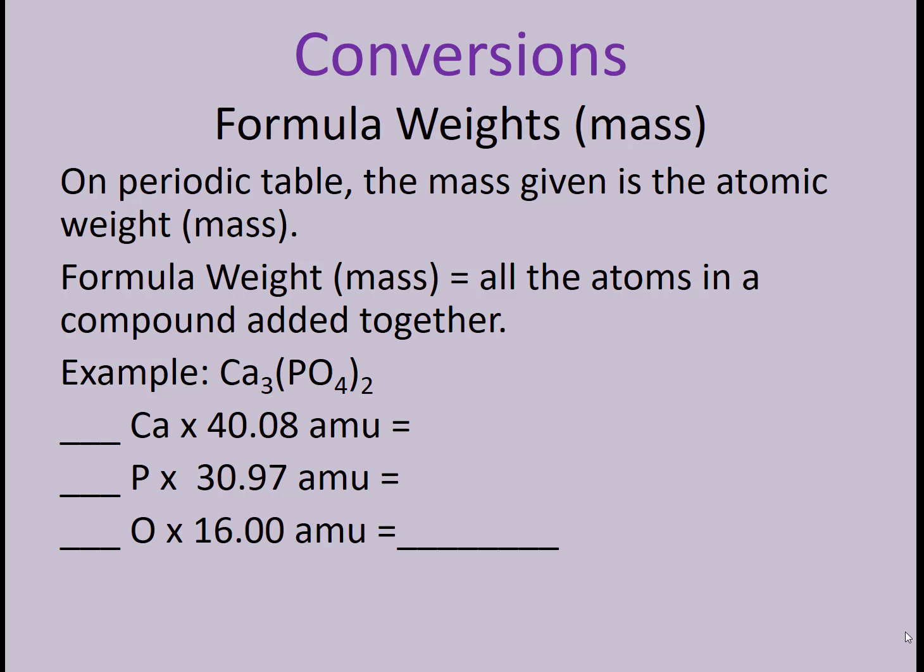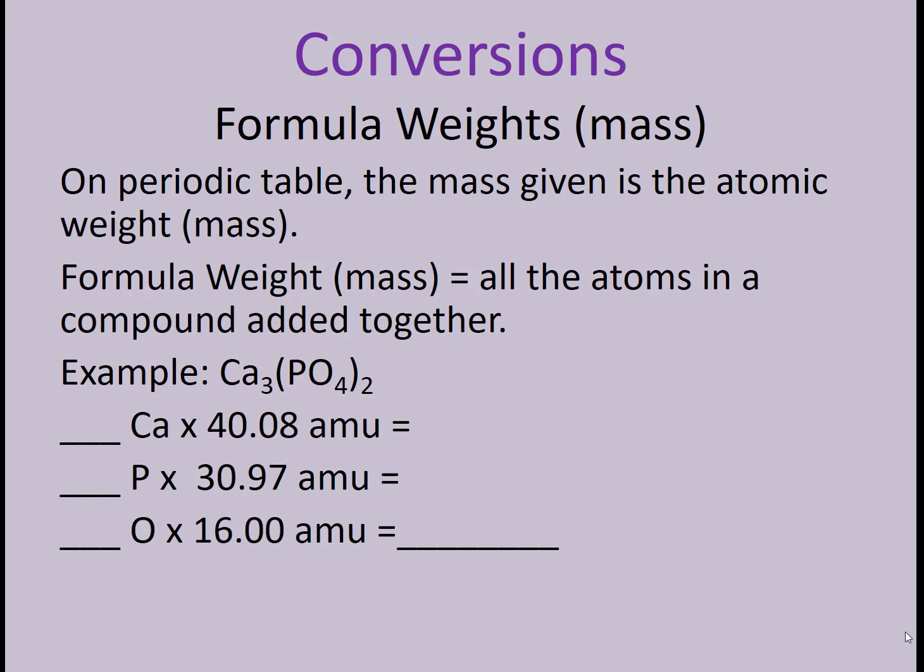And when we put compounds together, so metals and nonmetals, and they're bonded together so that they're neutral, that formula that we write also has a mass. So we can write what's called the formula mass or the formula weight. So this is all the atoms in a compound that are added together. So let me give you an example.